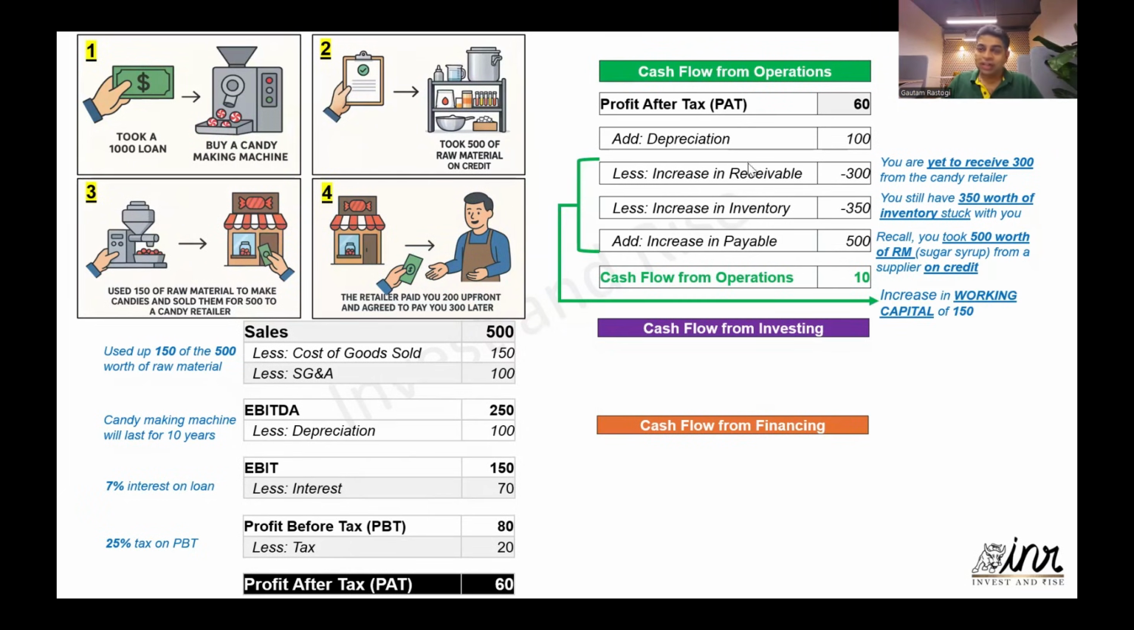So these three terms, increase in receivables, inventory, and payables, make up your working capital. This is the increase in working capital that you are netting out, removing from your profitability to get to cash flow from operations. I'll repeat, this is the increase in working capital. In this case, it is 150. This 150 you're removing from your profitability and depreciation combined to get to cash flow from operations.